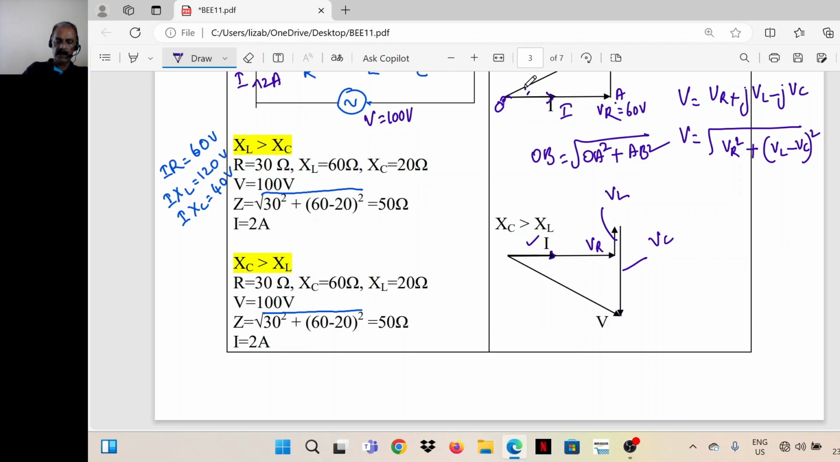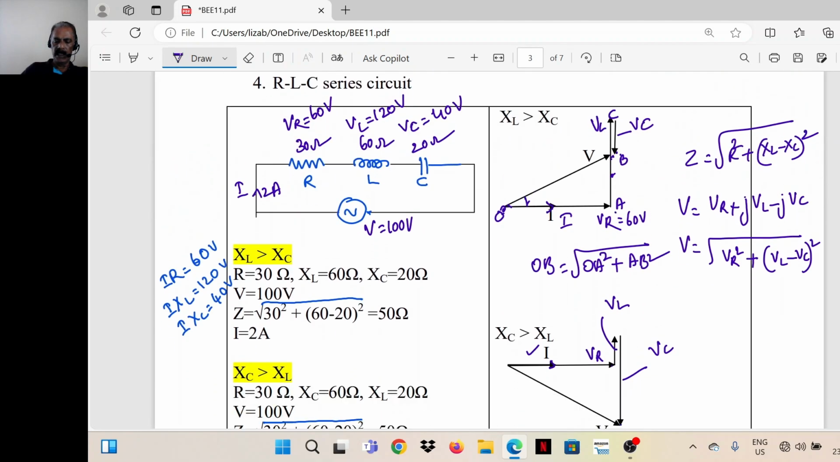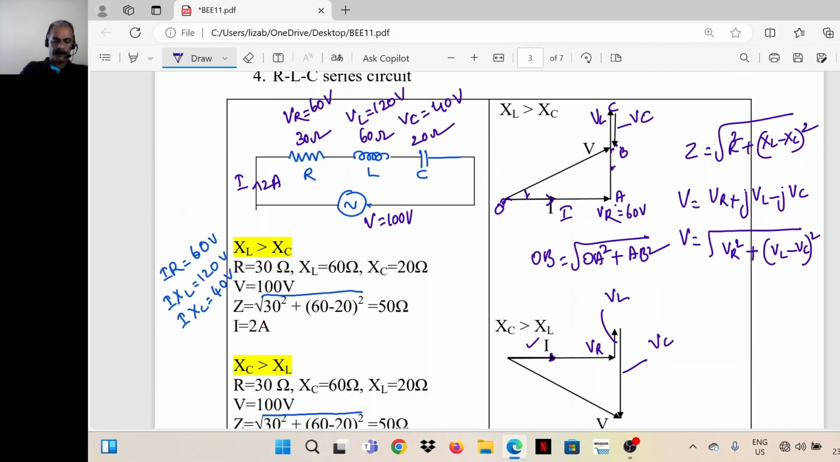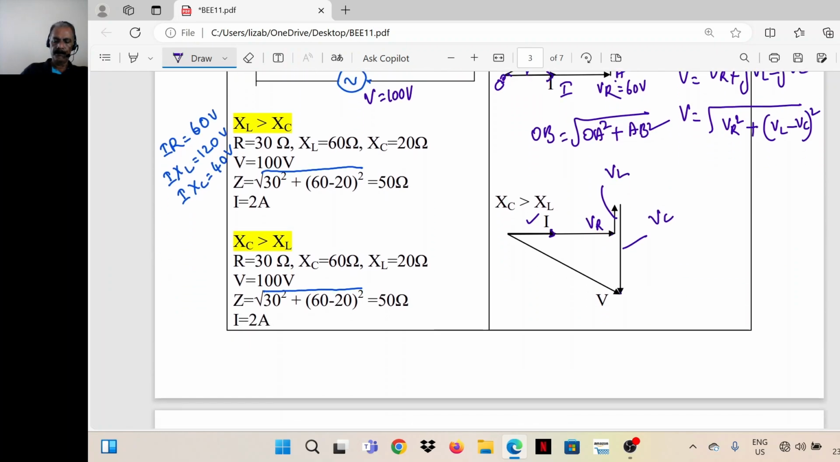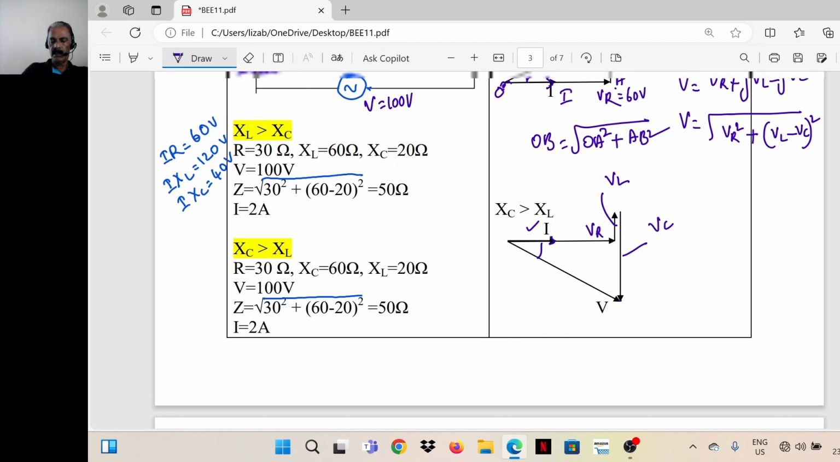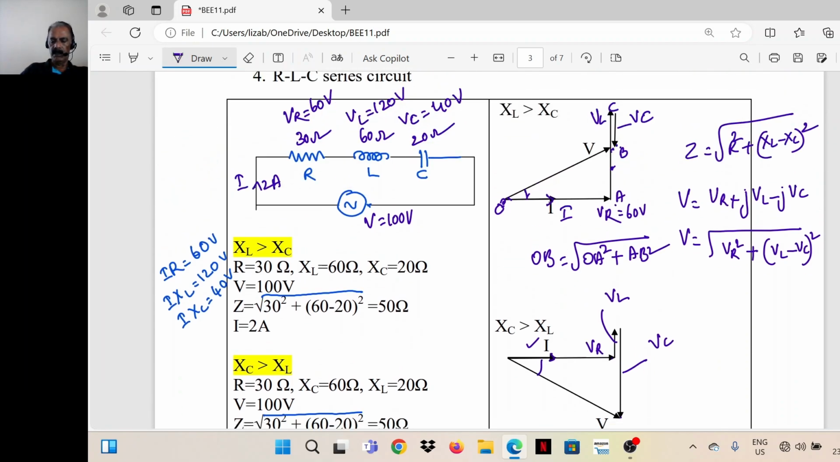So here in this case, the current is lagging behind the applied voltage, because the net effect is the circuit is inductive, because XL is more than XC. So net effect is that the circuit is more inductive. But here capacitive reactance is more, the net effect is the circuit is capacitive. So the net current will be leading the voltage. So here voltage is lagging the current or current is leading the voltage. But in the earlier case current is lagging the voltage.